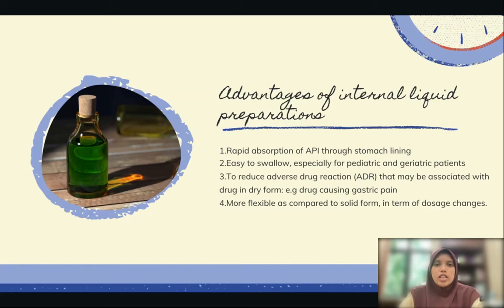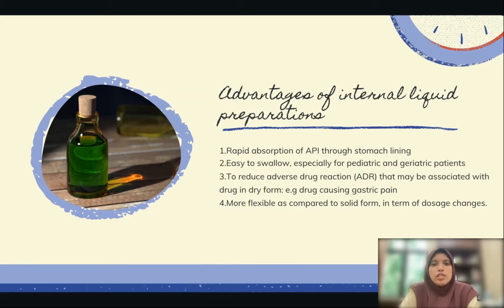Easy to swallow, okay, especially for pediatric and geriatric patients. As you know, swallowing of tablets is not easy, and I believe even some of us have difficulties to swallow tablets. And this is an even bigger problem for pediatric and geriatric patients. And for some of them, they don't have the ability to control their swallowing ability. Okay, so it's better for this group of patients to be given liquid preparation, to ensure that they get the benefit of the medication.